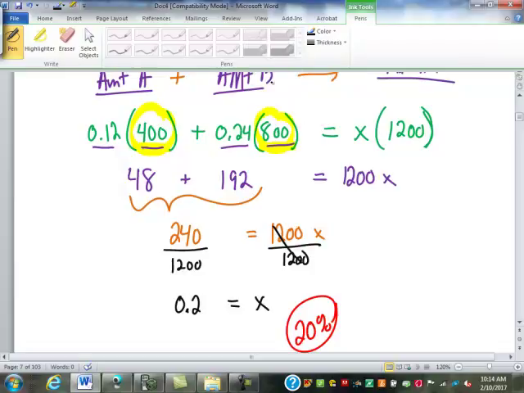Any questions there? Okay. Well, what I did there is really backwards of what we normally do. We don't usually just randomly grab different amounts of different concentrations and mix them together and try to figure out what we're going to get. Normally, we have a certain concentration that we want, that we need.